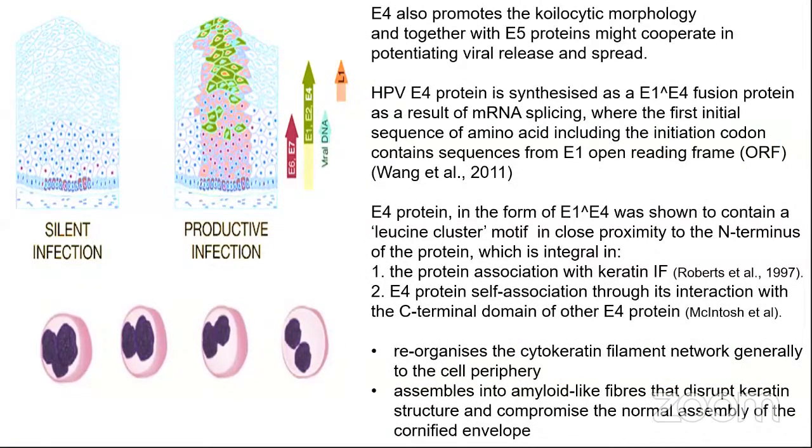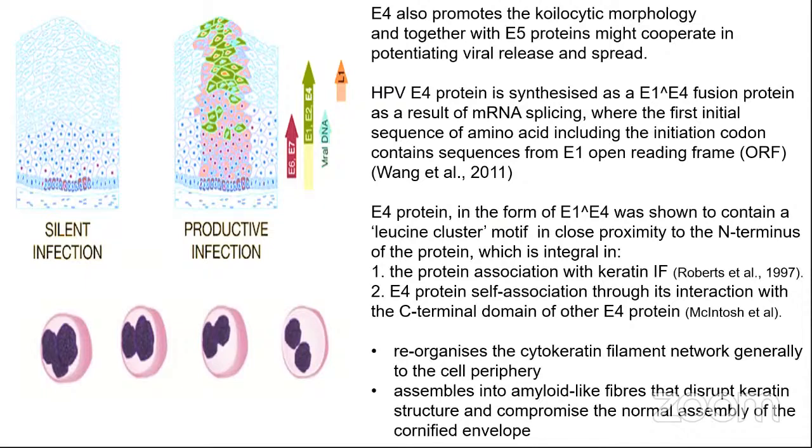Now, what about E4? E4 expression is seen higher up in the strata where the virus is being assembled together before it is packaged and released. So the role of E4 is helping in spread of the virus or breakout of the virus through the infected cell. Now it helps in potentiating viral release and spread. How does it do that?